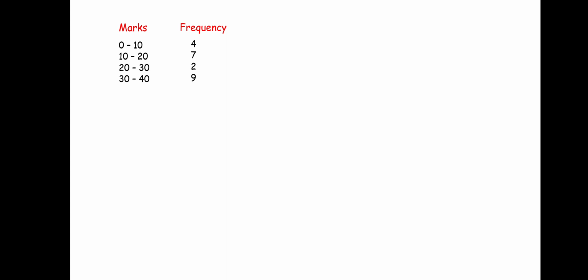It means 4 students got marks between 0 to 10, 7 students got marks between 10 to 20, 2 students got marks between 20 to 30 and 9 students got marks between 30 to 40. And if we add all these frequencies, we will get 22. That means a total of 22 students wrote this exam and these are the marks in ranges.